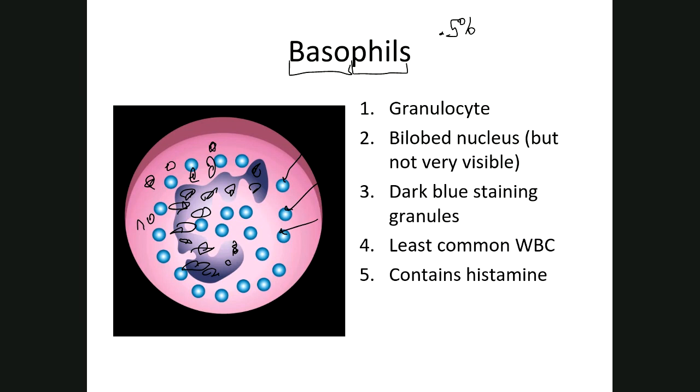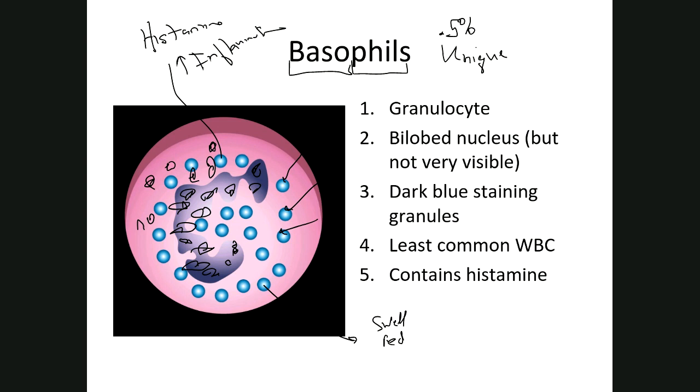These are kind of unique. Some of these granules that you see are histamine. And histamine is what increases the symptoms of inflammation. So inflammation is what happens when your tissues get infected or something, and they're going to swell up and turn red because more blood's going to come there, and they're going to feel hot to the touch, and they're also going to hurt. Histamine causes most of these symptoms.